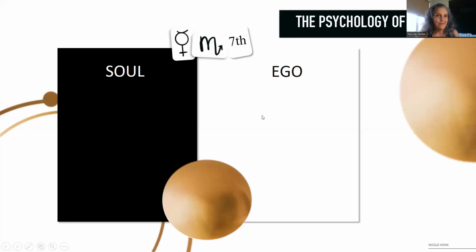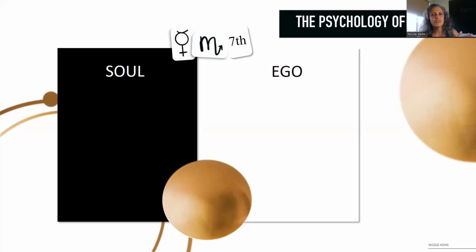So now let's have a look at the psychology of astrology. And with my Mercury in Scorpio, this is what I love because it's a real deep dive into the psyche. So here we go. We've got a symbol, it's the Mercury symbol. We've got the sign of Scorpio and it's in my 7th house. So let's take a look at how this works.